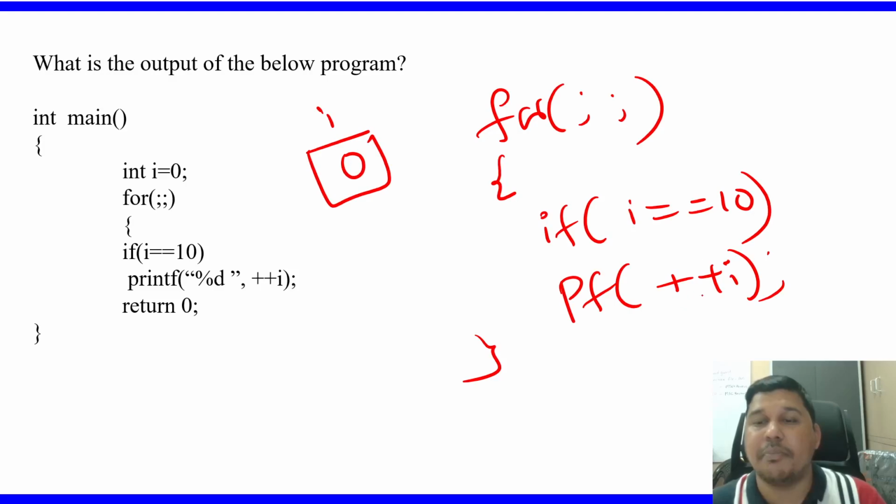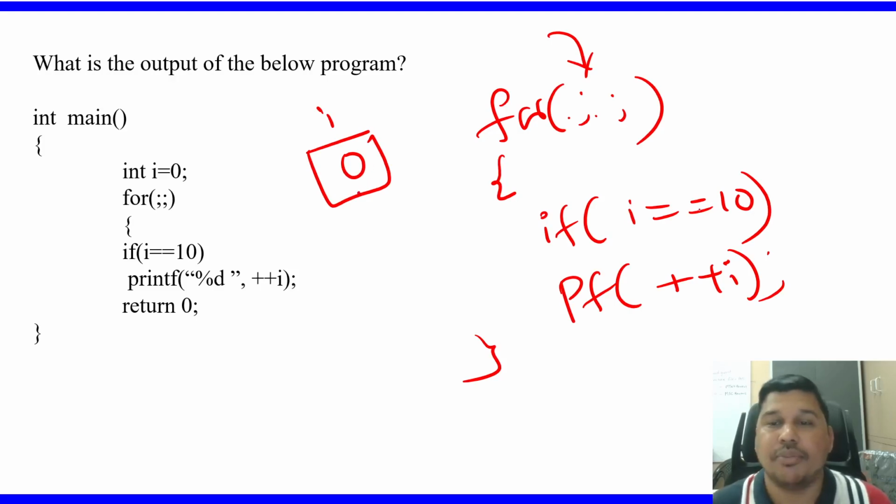If i is 10, then print ++i. Okay, so control will come here. There is no initialization, and the condition is always true, so we go inside. Is the i value 1? The i value is 0 only. Is i, which is 0, equal to 10? No, it will not print anything.